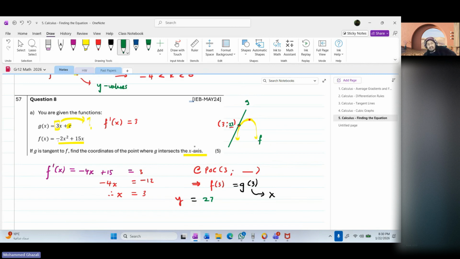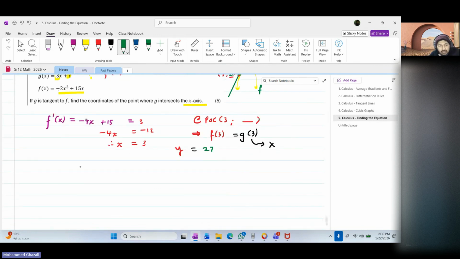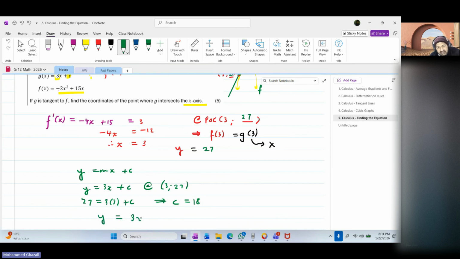So great, the point of contact is 3 and 27. Now we can find the equation of this tangent line because we have the gradient, which is 3. So we got y is equal to mx plus c. What's m? M was the gradient, which is 3, so 3x plus c, at the point of contact 3 and 27. So take 27 and put it onto the other side. You got 3 times 3, which is 9, plus c. So this implies the value of c is 27 minus 9, which is 18. So now I have the equation of the tangent, which is 3x plus 18.